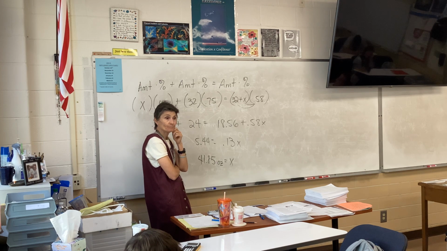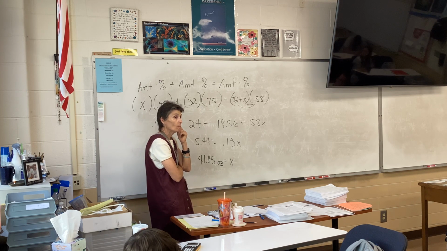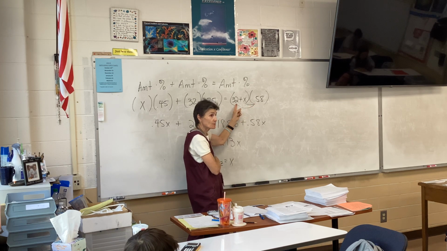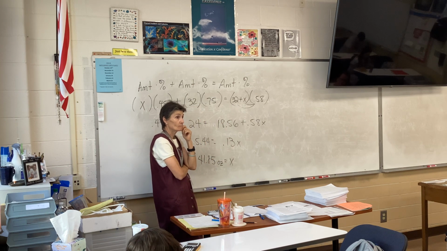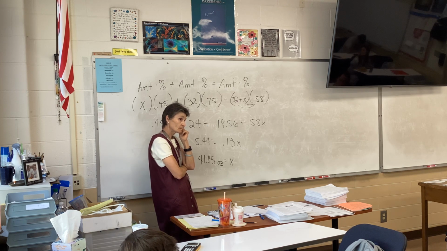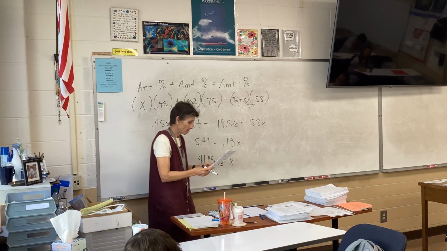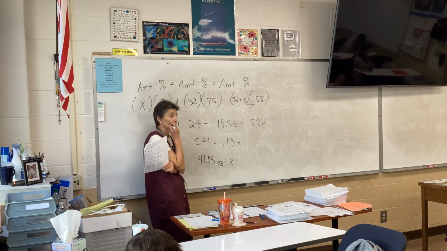Question about that? Brennan? Yeah, where'd you get that 18.56? I distribute here. This is a distributive. So 0.58 times 32. I mean, I could be wrong. I got 19. Okay, take 0.58 times 32. Sometimes your finger maybe gets over on another button or something. All right.